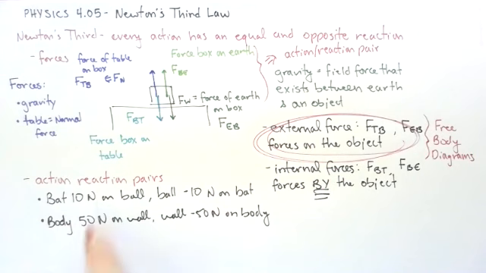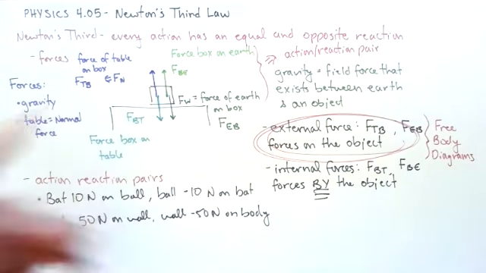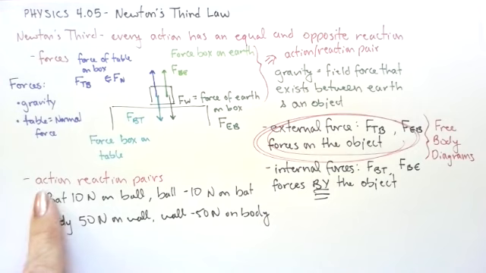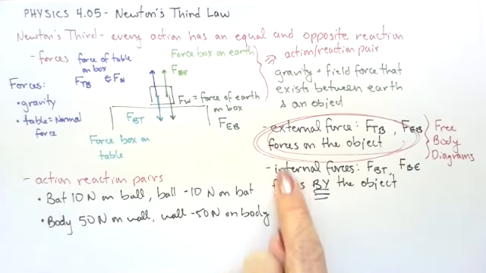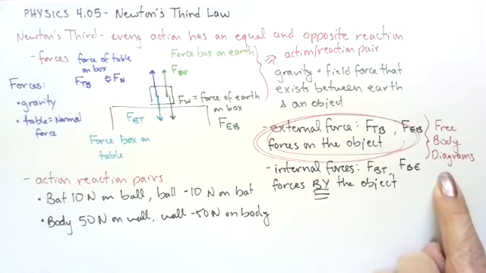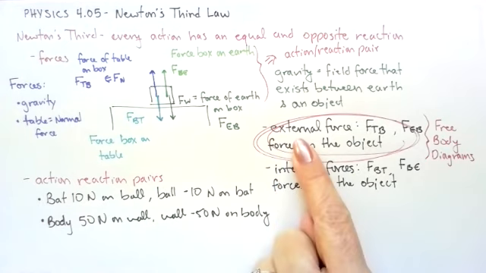So our takeaway is that Newton's third is every action, in this case force, has an equal and opposite force that make up an action-reaction pair. But you have to understand that one half of that is external and one half of that is internal. And when we do free body diagrams, we're only looking at the external.